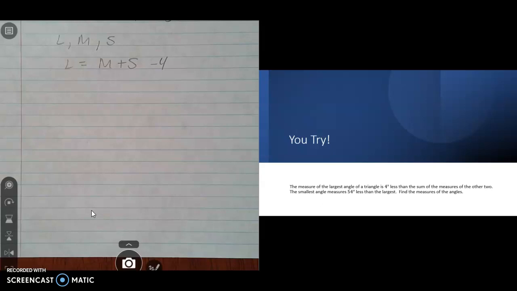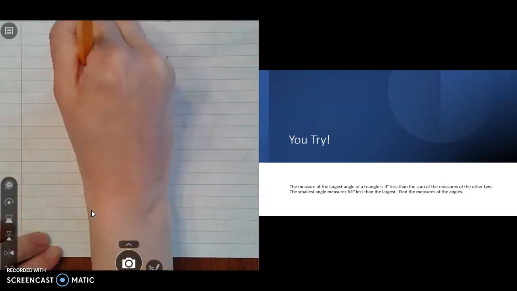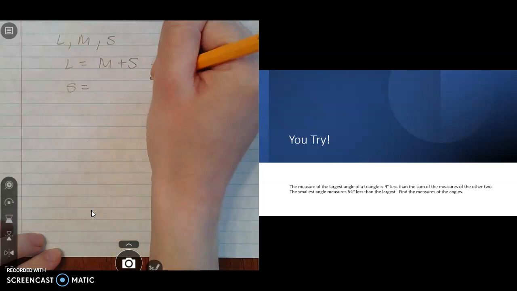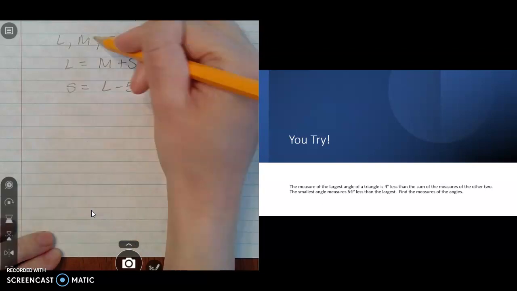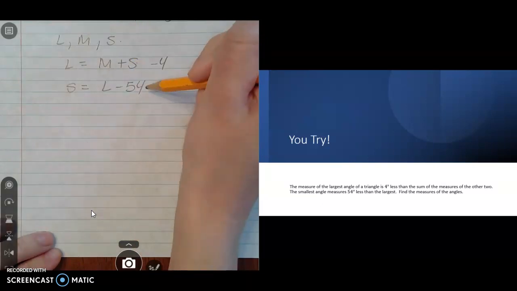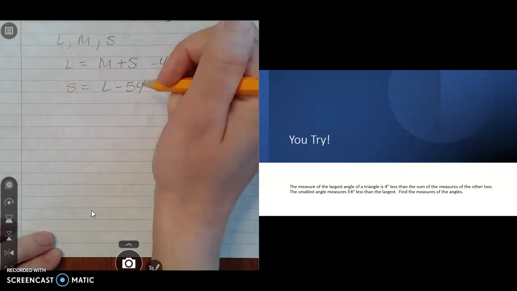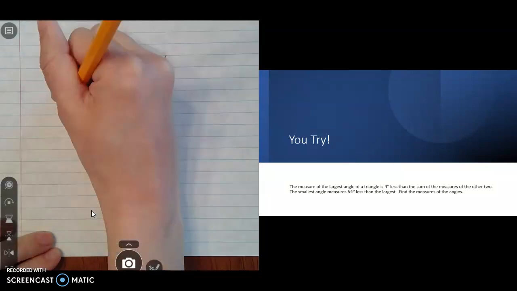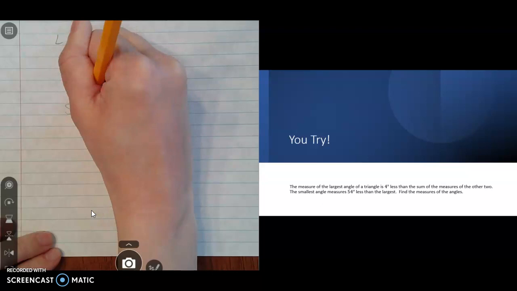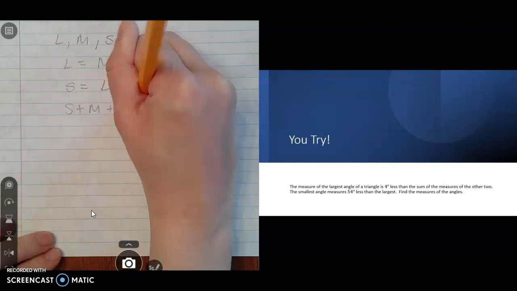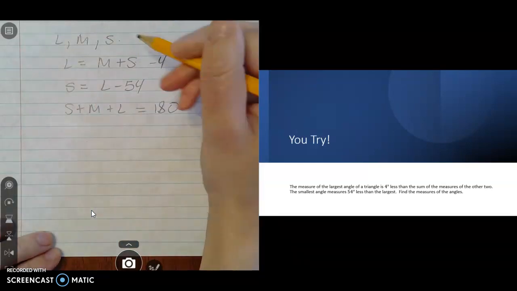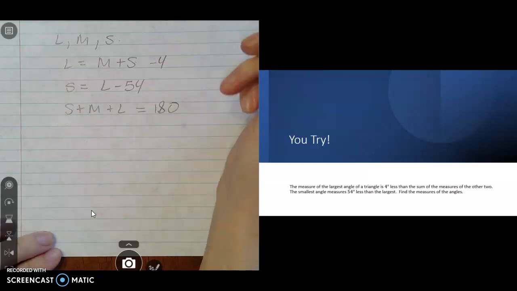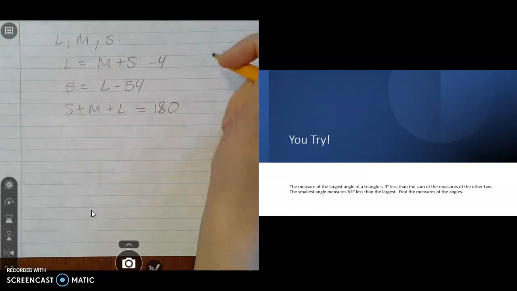Okay. The next sentence says the smallest angle measures, so we'll have S equals 54 less than the largest. So that would be largest angle minus 54. And you'll notice we have 3 variables and only 2 equations, so we do need that last one. We need a third equation. And the third equation that we can get is the sum of those angles, smallest plus middle angle plus largest angle equals 180 degrees. So now we have 3 equations to match our 3 variables. Okay? So from here, it's just a matter of solving.